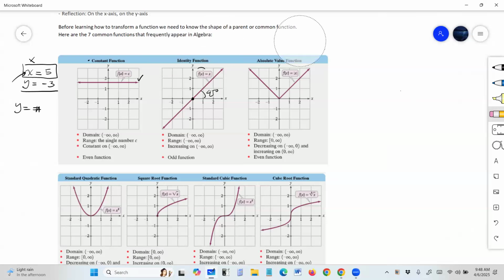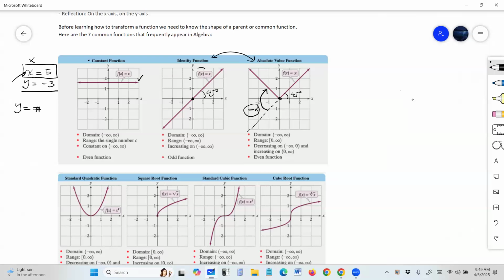Next, we have the absolute value function. So the absolute value function is very similar to the identity function. In fact, it's the same function, but for values that are negative, right? So here would be the identity function. But for values that are negative in the negative x, it gets reflected back on the x-axis. So instead of going down, it goes up. So the absolute value function looks like a V, okay?